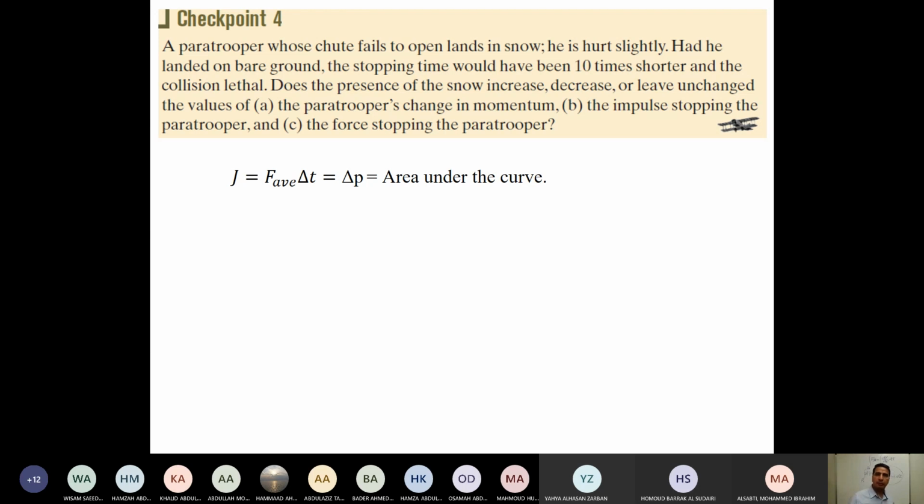What about the impulse stopping the paratrooper, will that change or remain the same? Well, since the impulse is the net change, it will not change. Yes, it's the final minus the initial, it will not change. Exactly. So for part A and part B, both of them are unchanged. What about the force? The instantaneous force will change, it will be less, because the time interval is large, and therefore the force will be less. Okay.